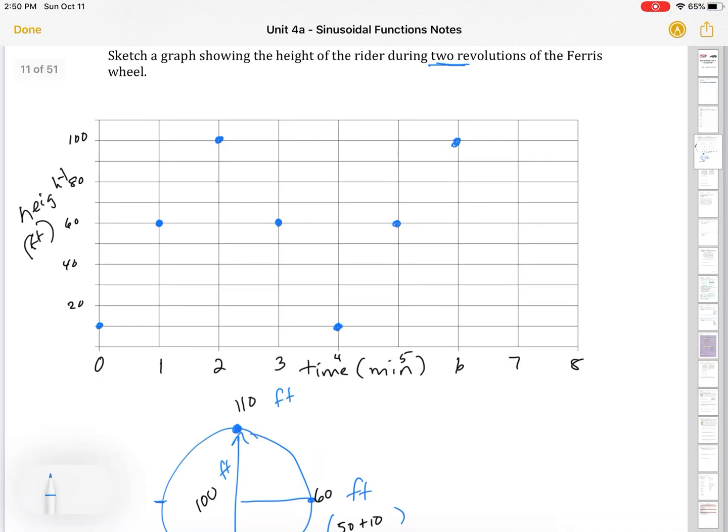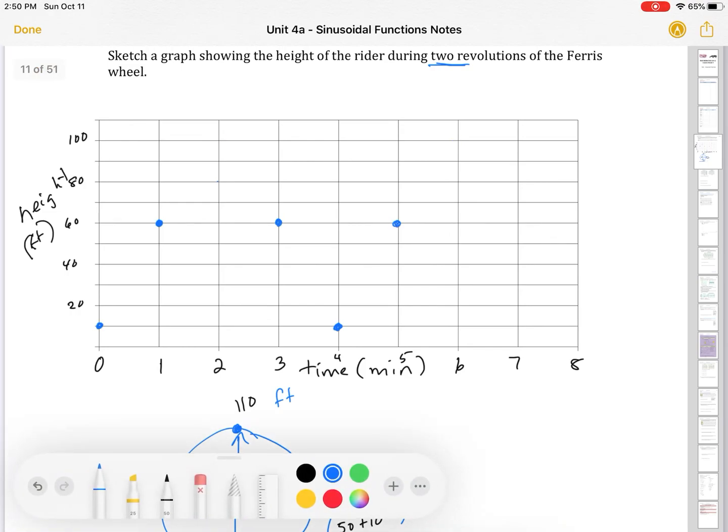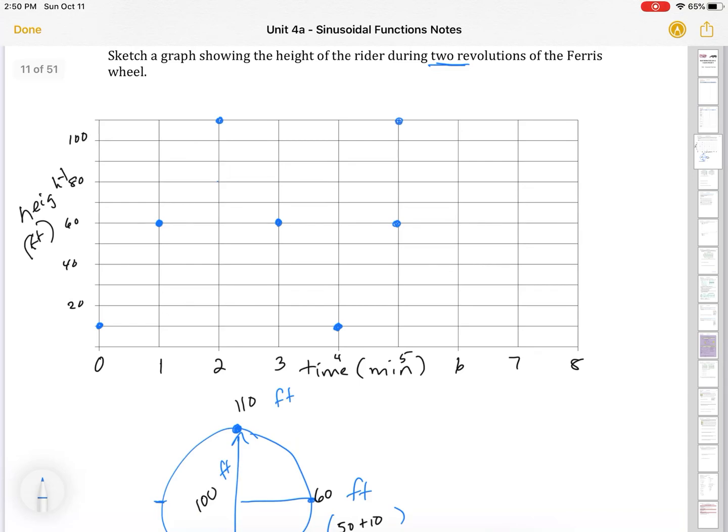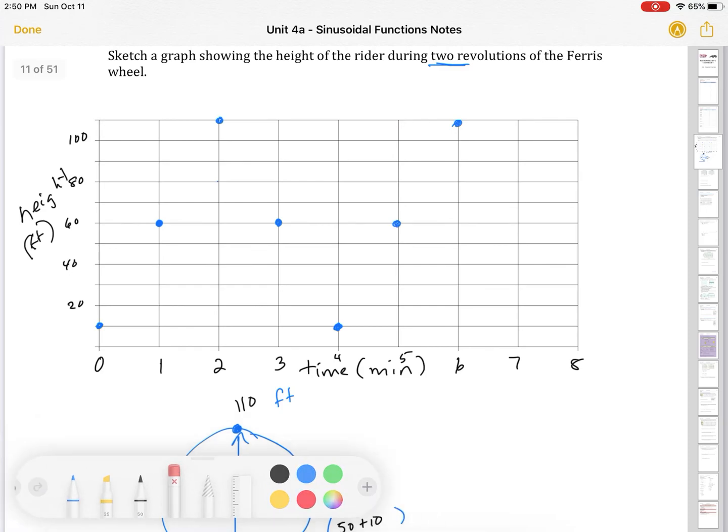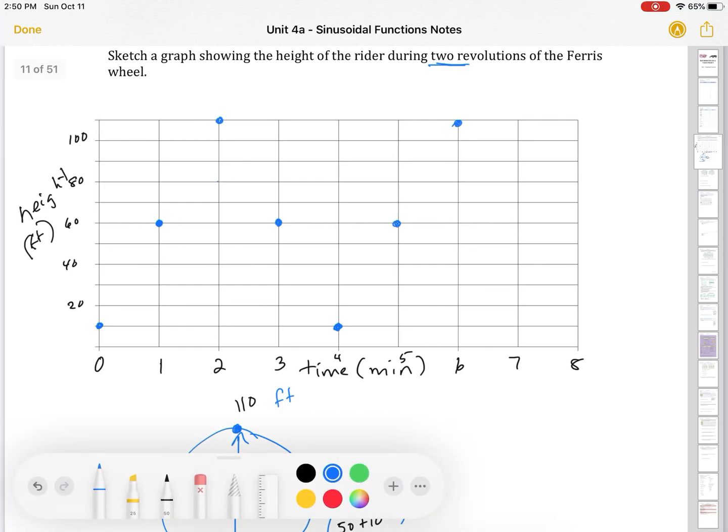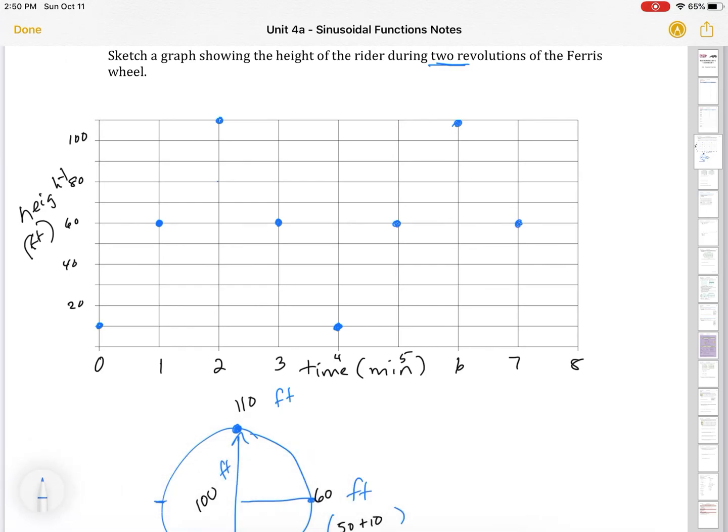Oh, wait, no, it's 110. I've got to change those dots. You're probably saying, Mrs. Finley, 110. I was looking at it going, it doesn't look right. 110. And then we go back down to 60, and then back down to 10. And we would draw a nice gentle curve, so it curves at the top and the bottom. And that would be the sketch of our curve.